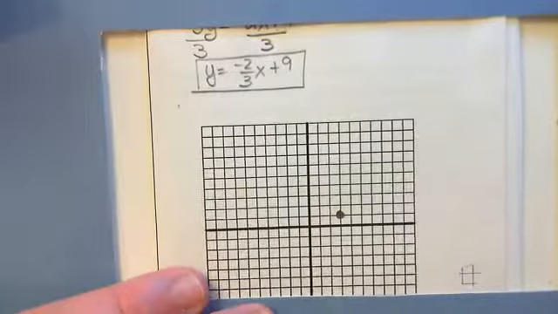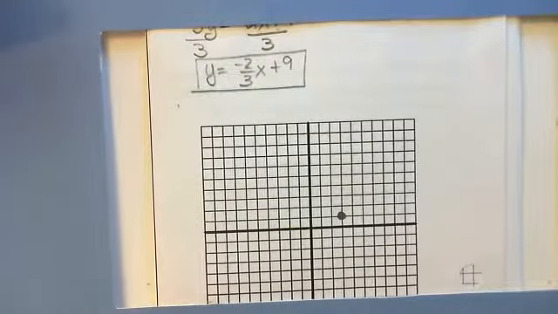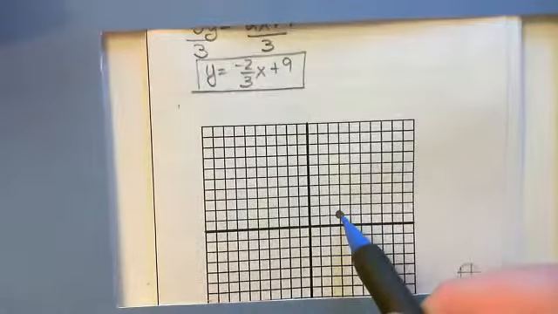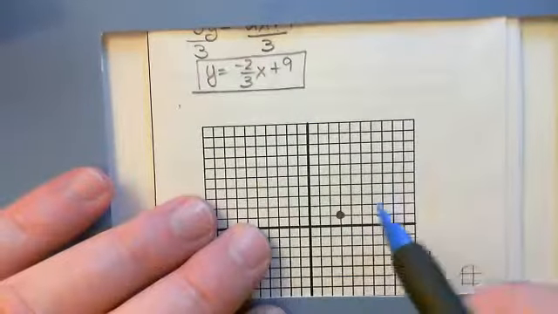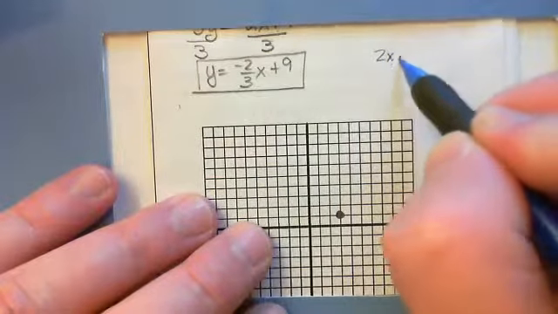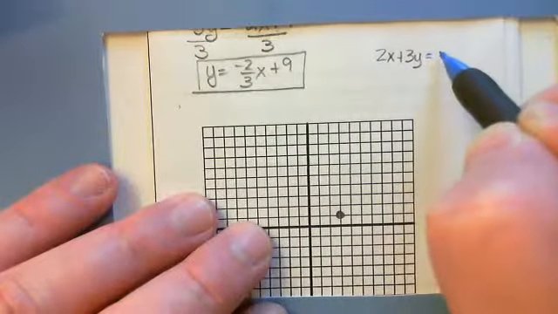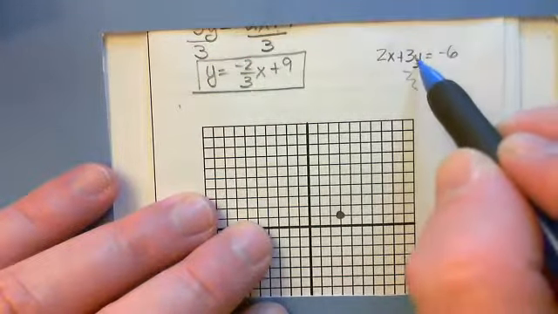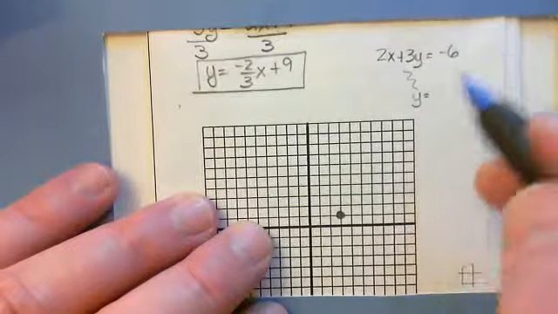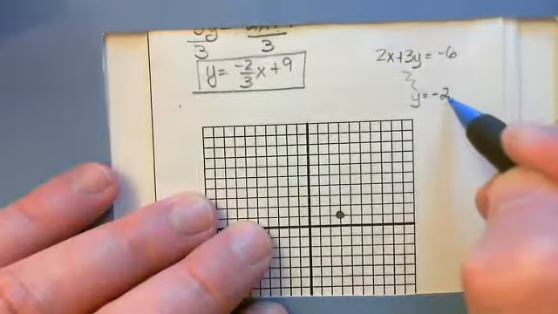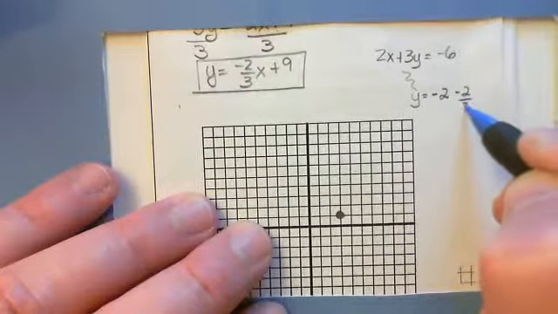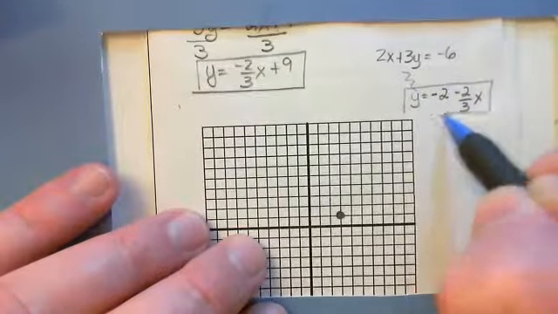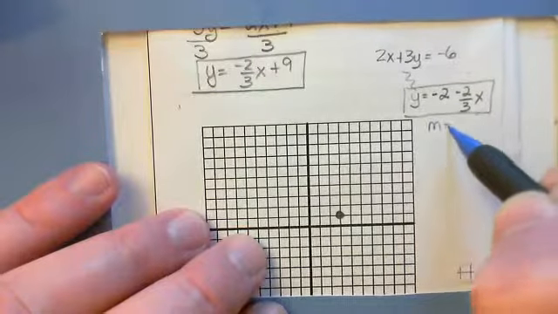And then it says, find the equation of the line that goes through this point and is parallel to the line 2x plus 3y equals negative 6. So basically what we did, we solved this for y and found out that with the y alone, this equation would be y equals negative 2/3 x minus 2. Okay? And we also found that the slope here was negative 2/3.